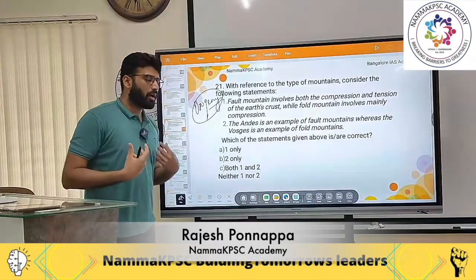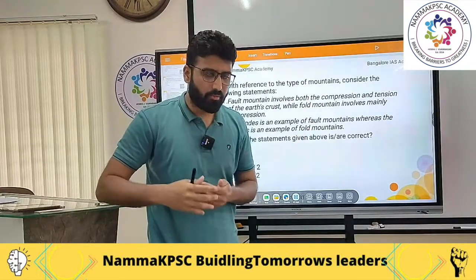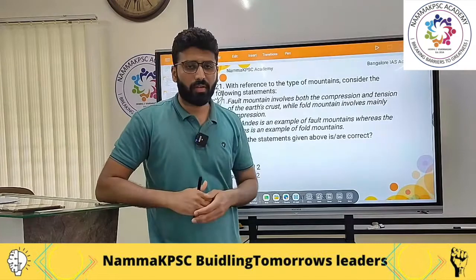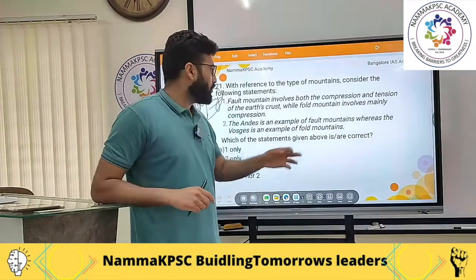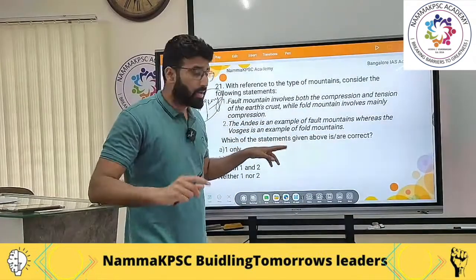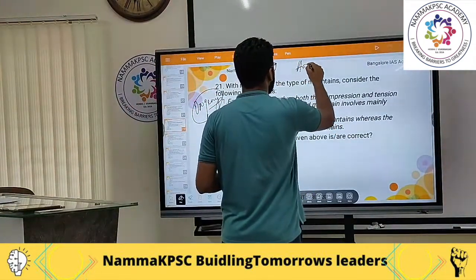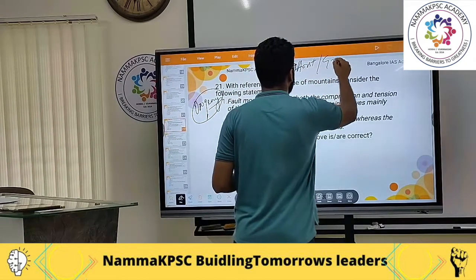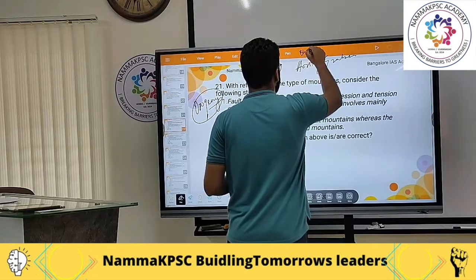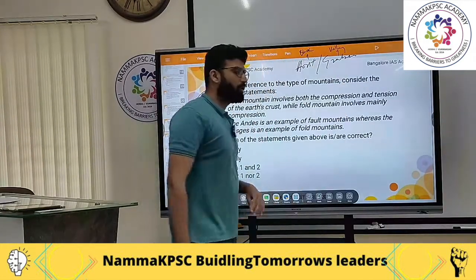So how are these mountains formed? For example, your Himalayas. Himalayas were formed due to compression, that is when your Indo-Australian plate collided with your Eurasian plate. So you have fold mountains which mainly involve compression. But you also have something known as horst and graben. This is nothing but your block mountains, and this is nothing but your rift valleys.